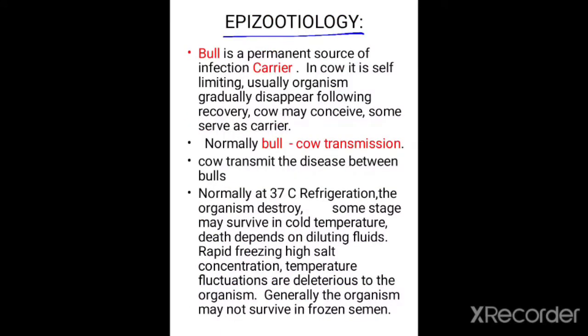Now let us come to the epidemiology. The bull is the permanent source of infection, the carrier. In the cow, it is self-limiting, and normally bull to cow transmission occurs, and the cow transmits the disease between the bulls.